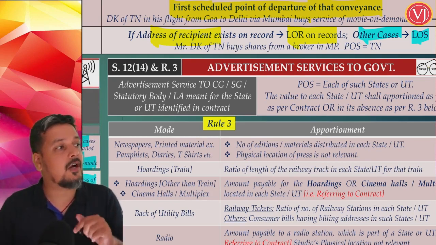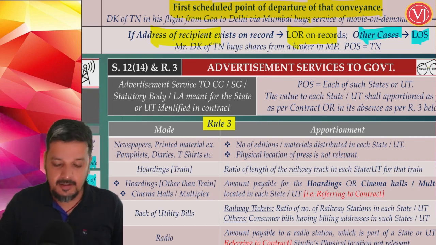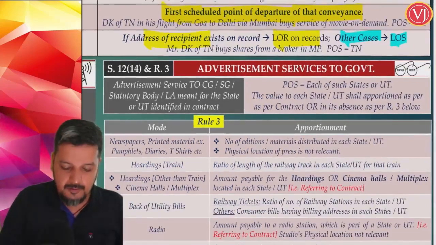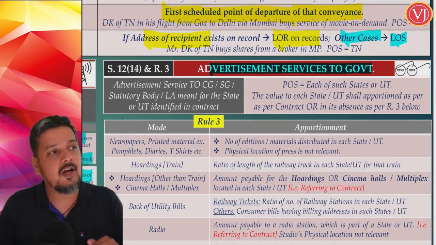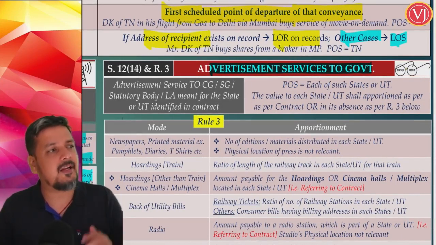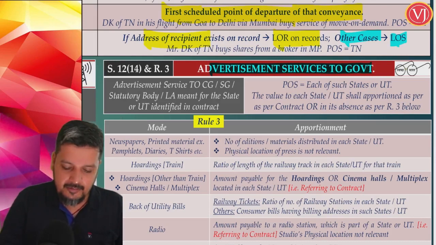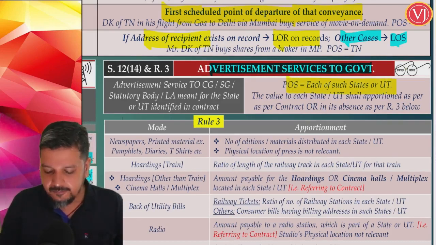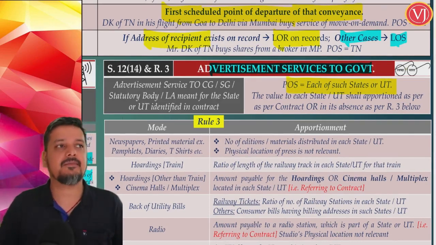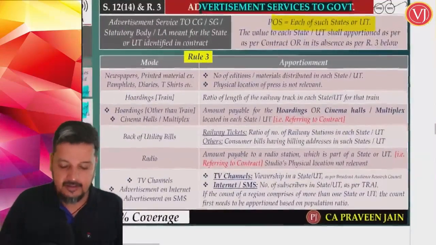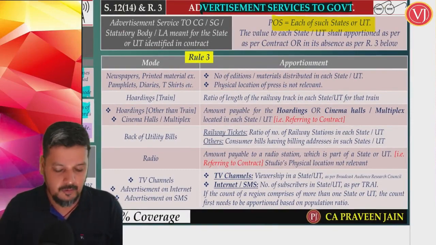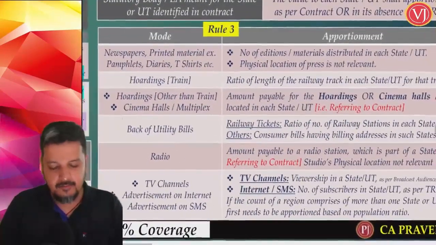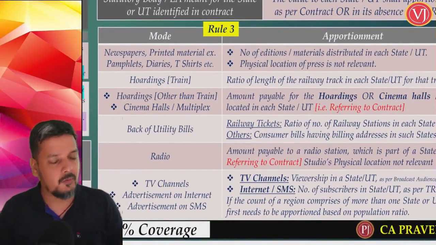So here you're talking about advertisement service to government. If you're talking about advertisement services to government, who's the recipient? Government. The supplier can be anyone. Then the place of supply is all those states where the advertisement actually reaches. And rule 3 gives the list of examples of how to take it. I'll just give one or two points. Other things you can go through in rule 3.